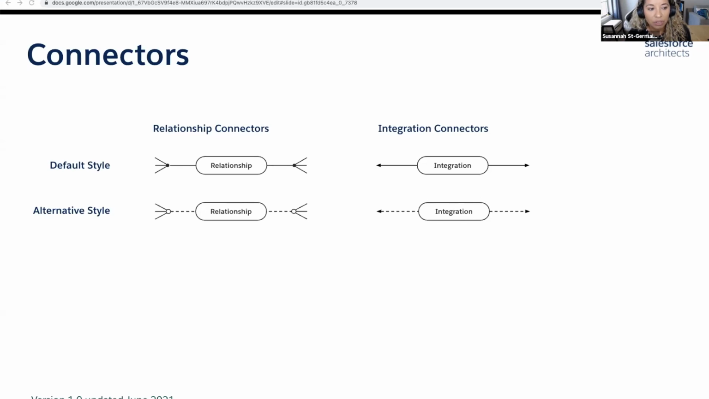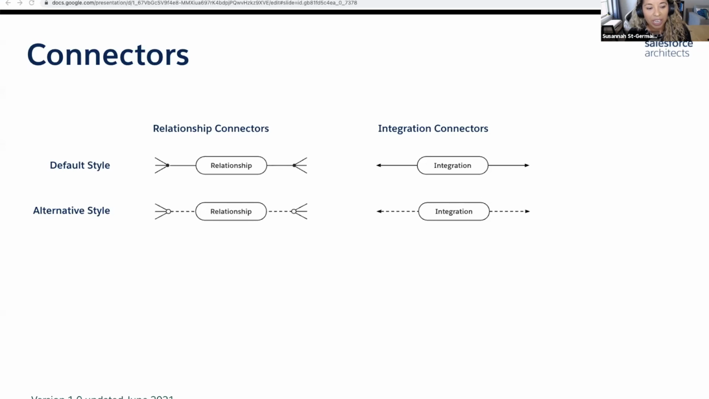And we have two different styles. So the default style is the solid line, and the alternative style is the dotted line. And I'll show you some examples of how you can use these two different styles to represent different things depending on what you're diagramming. That's connectors.